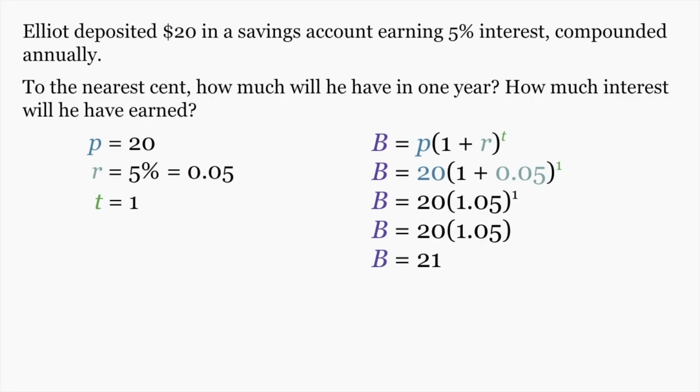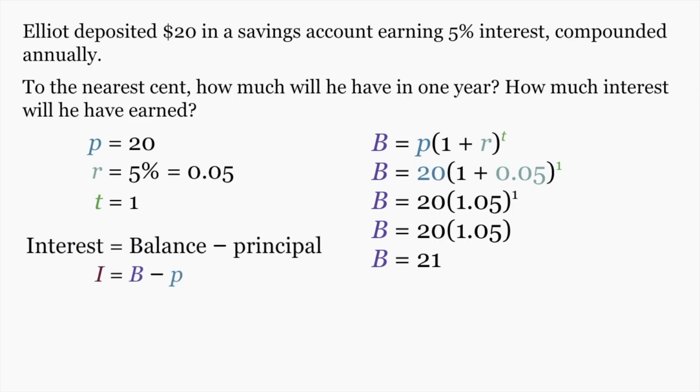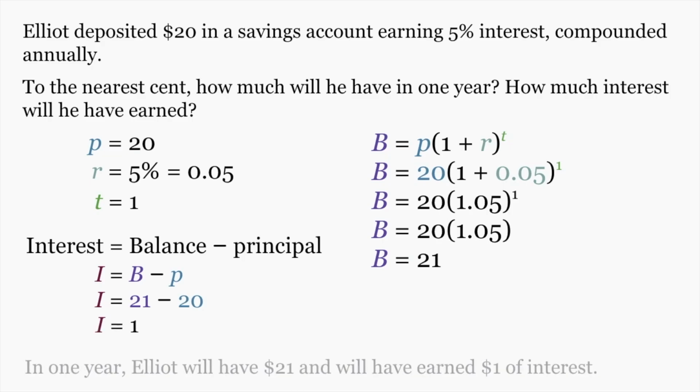How much interest will he have earned? To find out, we can use the formula interest equals balance minus principal. The final balance after 1 year was $21 and the principal was $20. That means the interest earned was $21 minus $20, $1. In 1 year, Elliot will have $21 and will have earned $1 of interest.